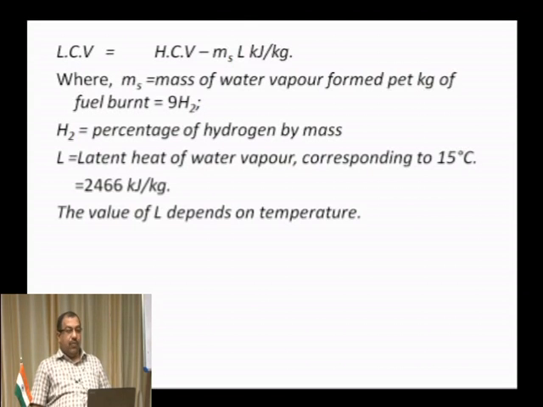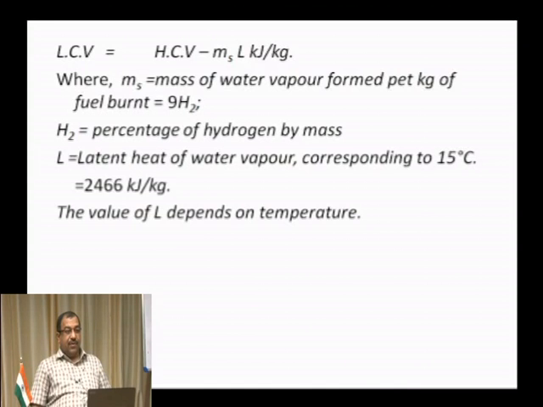The amount of heat required, or which will be utilized by the water to convert into steam. What is the amount of heat required to convert 1 kg of water into steam? That is equal to 2466 kilojoules per kg. Then the value of latent heat will depend upon the temperature at which we are heating the water. It varies from one temperature to another temperature or one pressure to another pressure. This will not be the same. As the pressure increases, latent heat decreases. As the pressure decreases, latent heat increases.